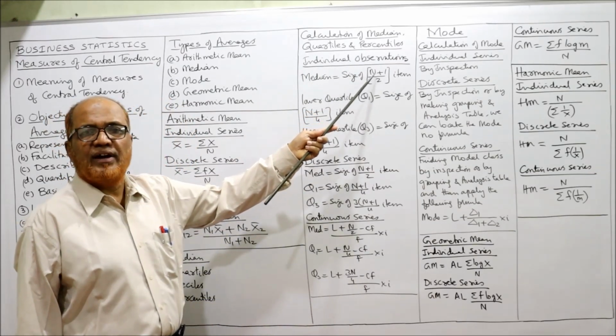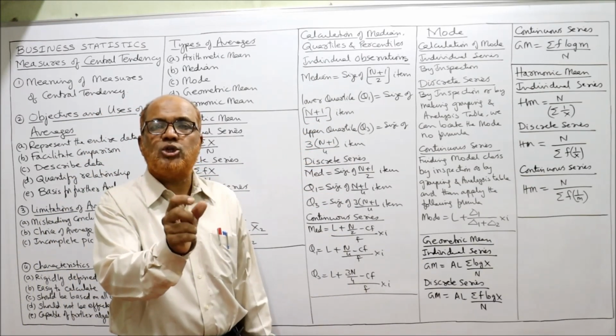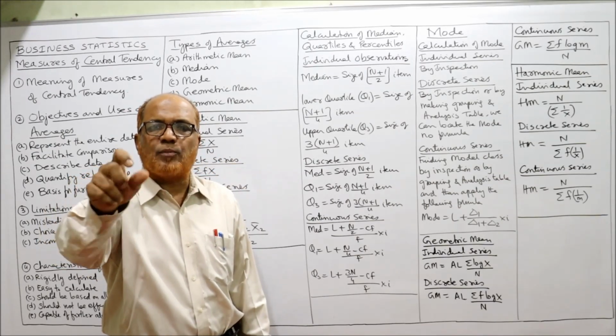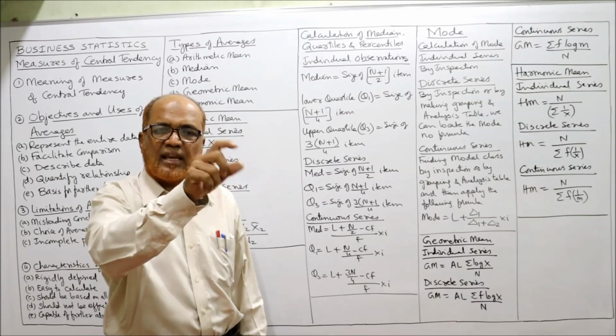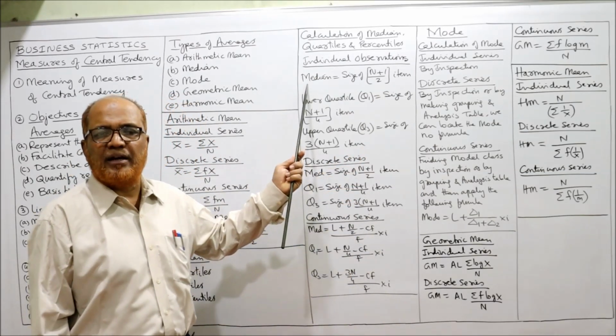Individual series: median is equal to size of (n plus 1) by 2. N means the number of items. How many items are there? Suppose 10 items are there: 10 plus 1 divided by 2. If 9 items are there: 9 plus 1 divided by 2. That position will give you the median.